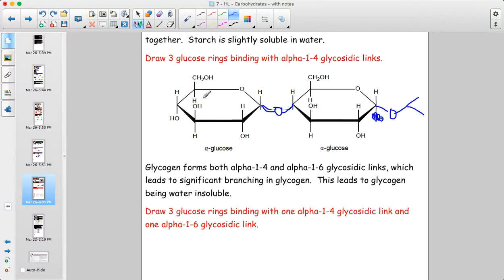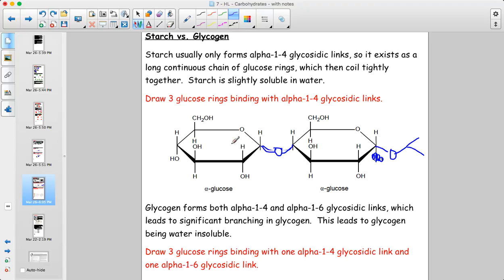And so when you form starch, you can think of it as number 1 to number 4 linkages, glycosidic links between alpha glucoses, all in sort of a straight line.